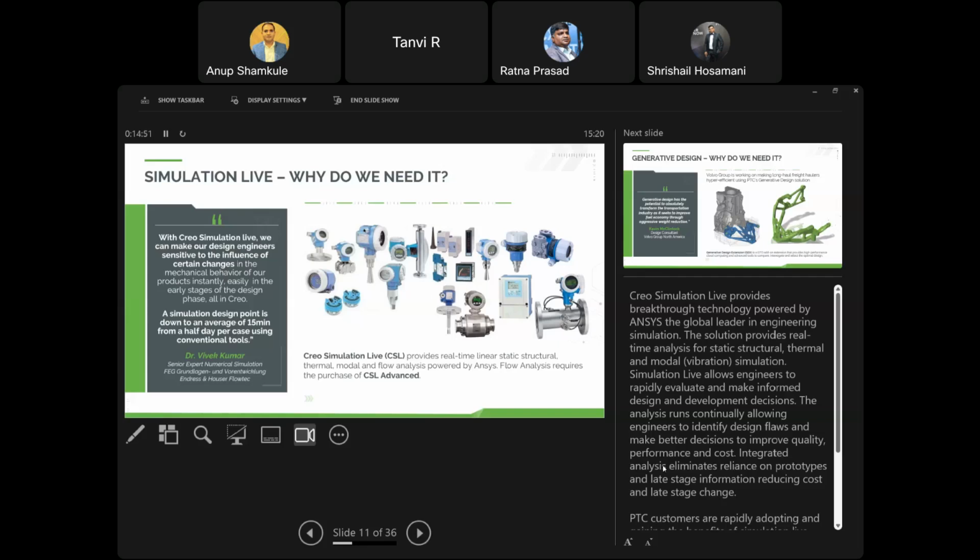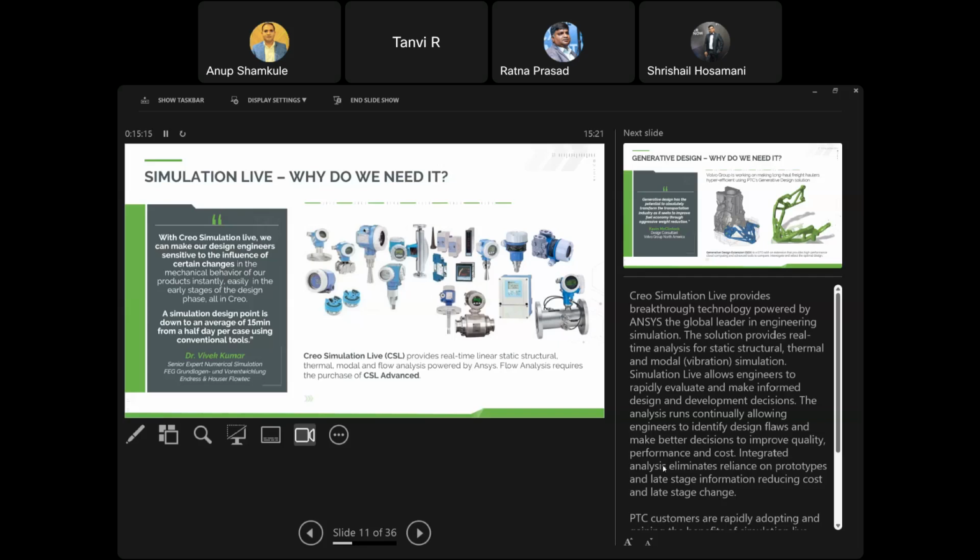That's where with Creo simulation live, we can make our design engine sensitive to the influence of certain changes. Even when there is a change in the design, you can quickly incorporate that change and check whether it is feasible to proceed further. You can see here a simulation design point is down to an average of 15 minutes from half a day.